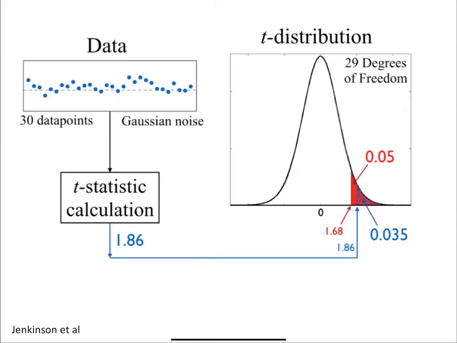Okay. So that's basically what we're doing. We're taking our data, we're looking at our residuals, we calculate our t-stat. In this case, we get a t of 1.86. It's a one-sided test. It's greater than our threshold of 1.68. We're like, okay, great. We're below the 0.05 threshold level.